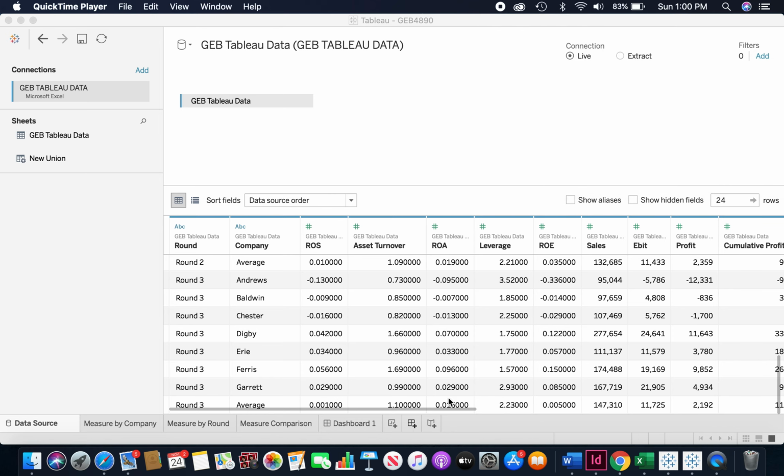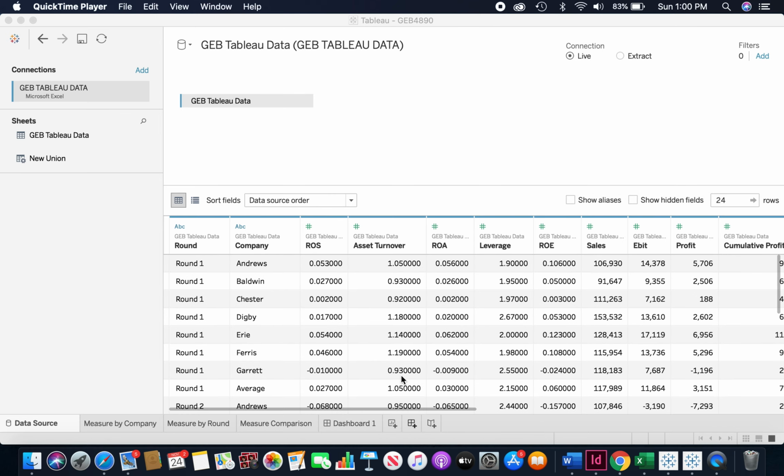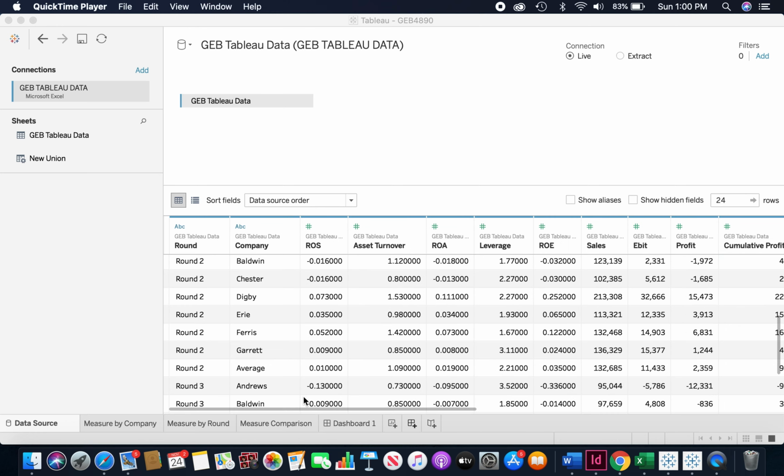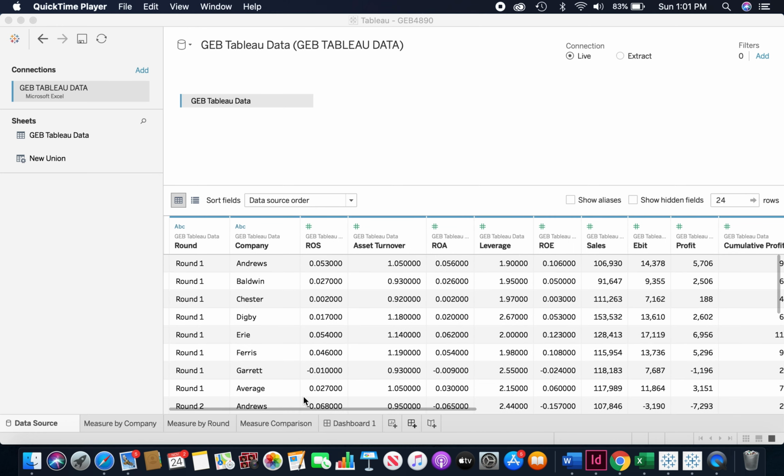So, by looking over this data, we're going to see various things. This is going to be broken down into company names, or we can call them teams. As you can tell, we have Andrews, Baldwin, Chester, Digby, Erie, Ferris, Garrett, and Average. Basically, within this data we're going to have different rounds that we're going to be looking at. There's going to be a total of 3 rounds of data.